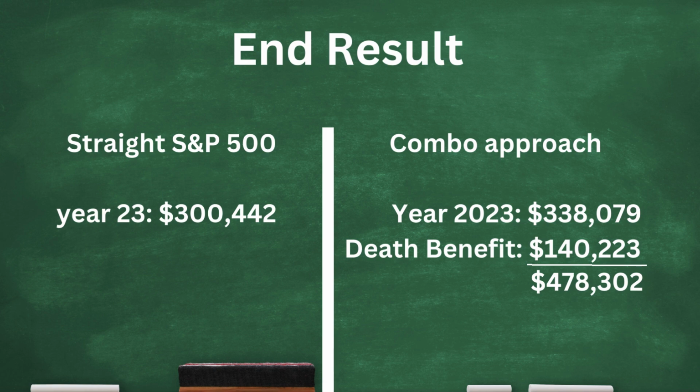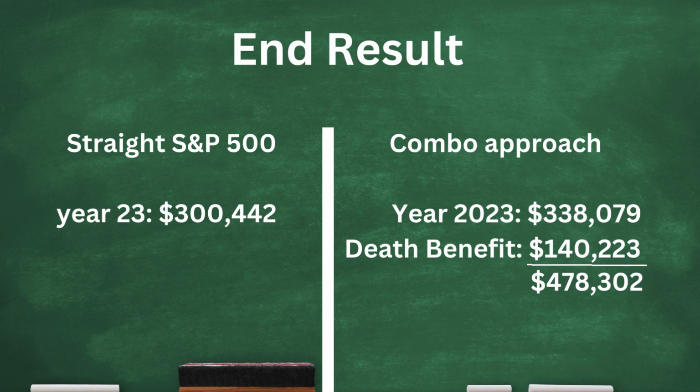So combining those things at the end of the year, if we take person A who just did the S&P, they've only got 300,000. Person B who did the combo approach now has two assets combined worth 478,000. What's interesting with the policy, though, is that the death benefit on that policy will continue to grow. So it will actually provide person B with some flexibility. If they want to, they could keep it as a tax-free death benefit to their heirs. They could, in retirement, start to withdraw money out of that policy tax-free.